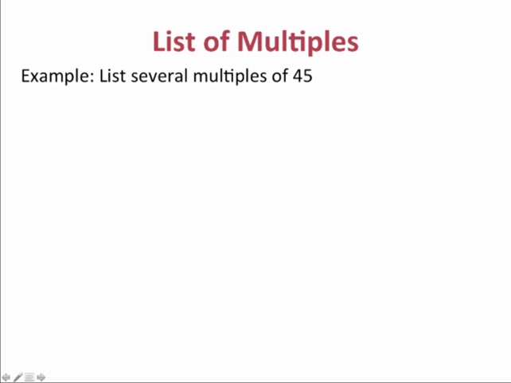A second example will be the multiples of 45. Again, you start with the number itself, 45, and then you just do constant addition or multiply by the next integer. So double that, you get 90. Multiply 45 by 3, you get 135, and so forth. Realize that we cannot list all multiples of a given number because that list would go on forever.